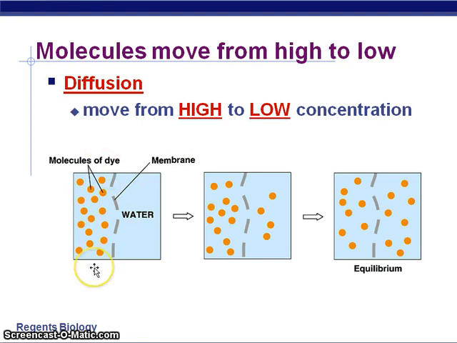Here's a good diagram that illustrates that. There's a whole bunch of molecules of dye on this side of the membrane and none on the other side. So they're going to move this way to get to the other side to where you get an equal amount, and so you have reached equilibrium.